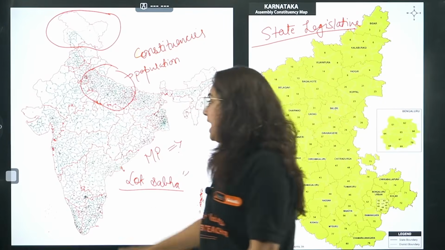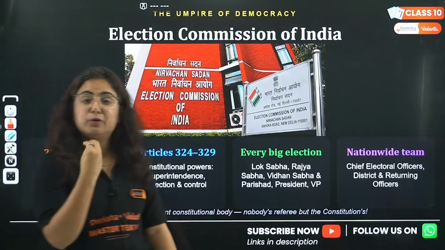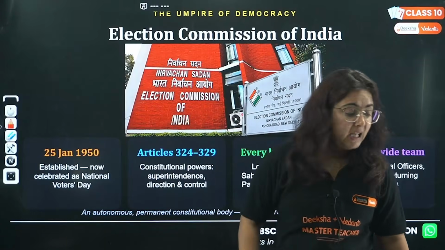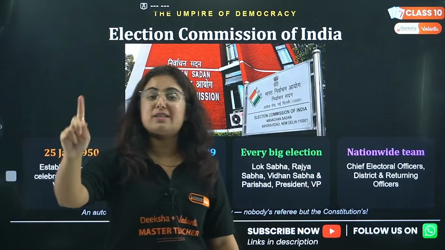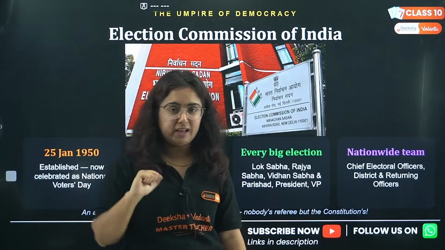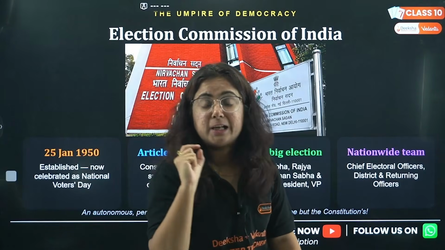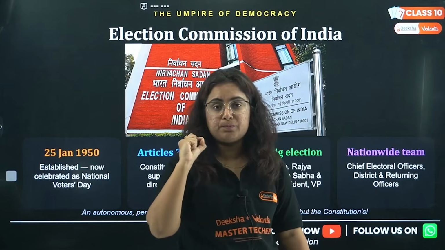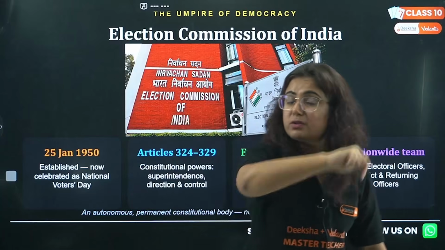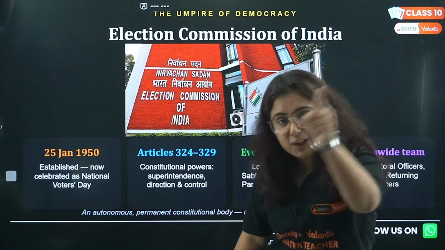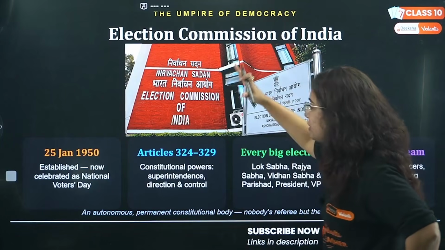Clear? Okay, I'm trying to make this session very clear to you, so that you don't get confused in the basics. Right? Now come towards the powerful body, which is actually a constitutional body. Whenever I call a body a constitutional body, it means its mention is in the constitution. It takes its responsibilities and power from the constitution and is responsible to the constitution, basically to the people of India. So here comes the umpire of democracy, the Election Commission of India.